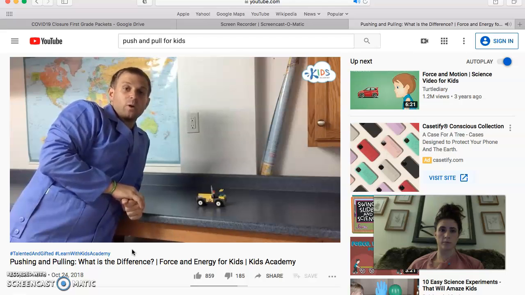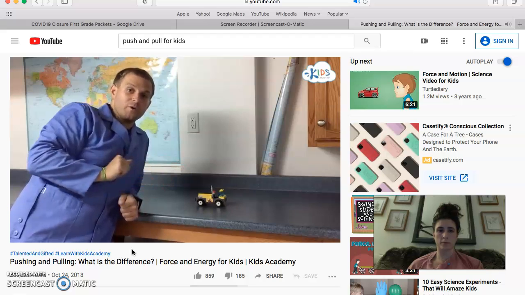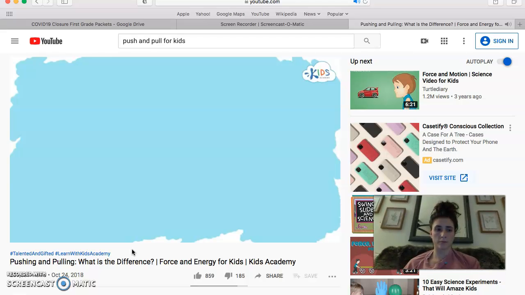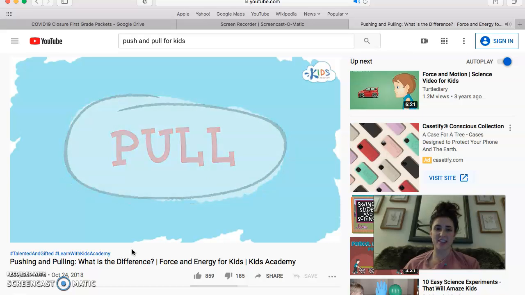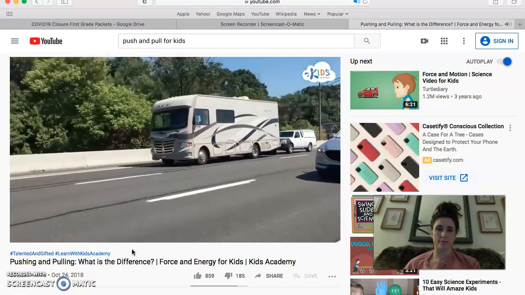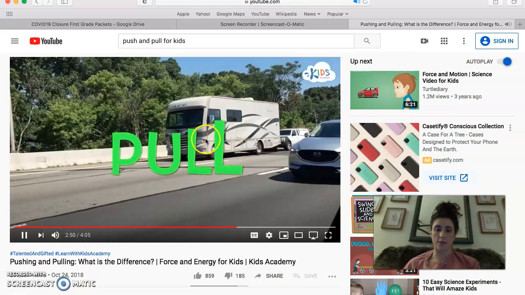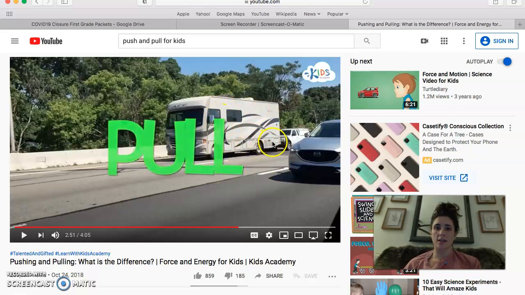Now I'd like to play a game where we look at real-life forces and determine whether they're pushes or pulls. I'm going to give you an example of force in action, and you got to shout out whether it's a push or a pull. So let's do this together. First, we have an RV towing a car. Push or pull? Pull! He said it too quick. But here's the big RV, and it's connected to this truck, but it is pulling the truck, right?